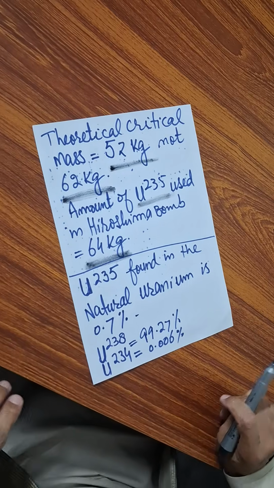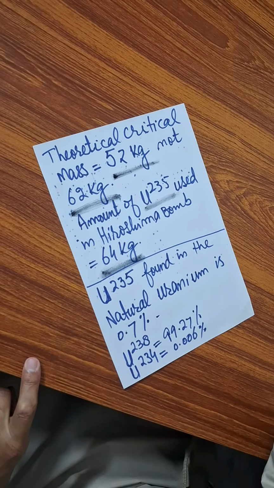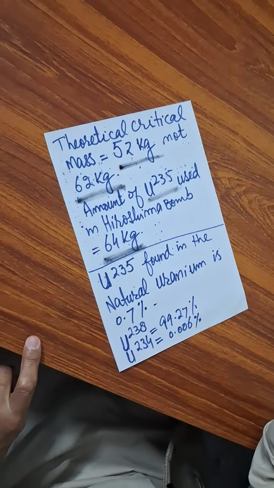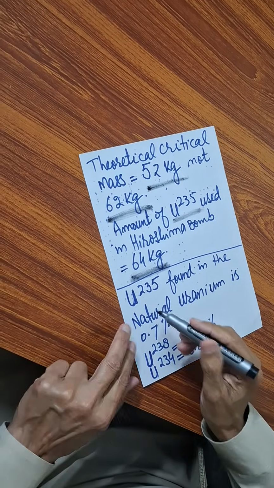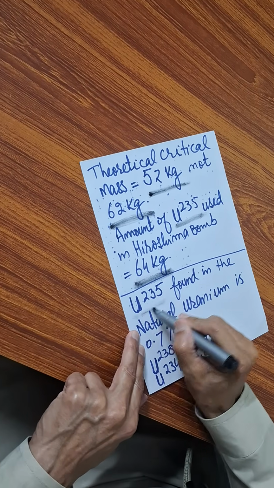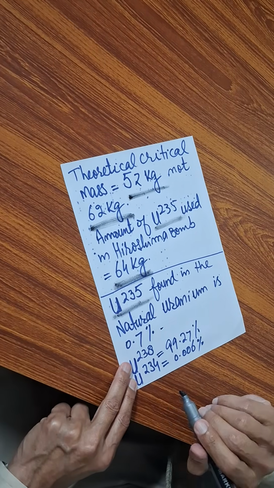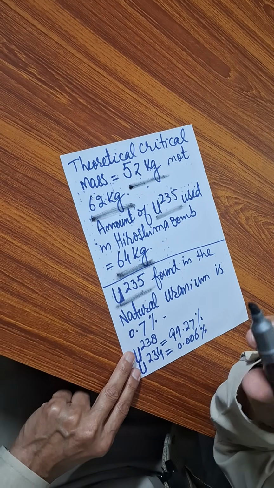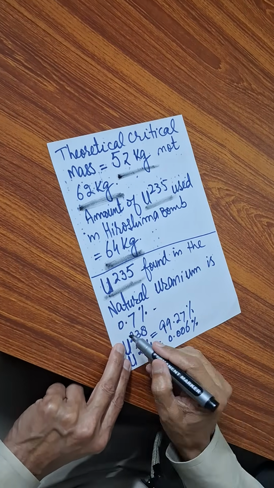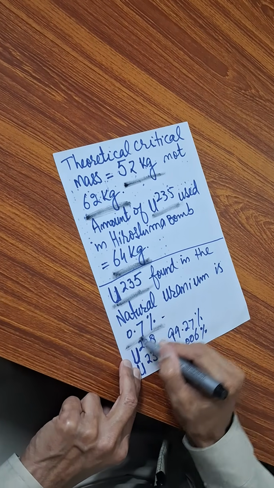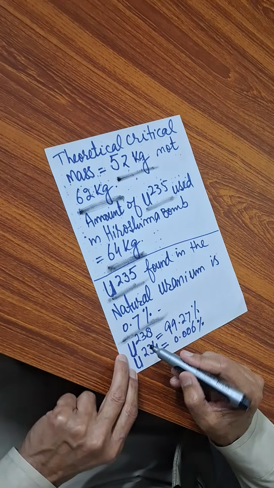And the third point was that in my last video, I mistakenly, or you can say by slip of tongue, told that the amount of uranium 235 found in the natural uranium is 0.27%. That's what I said. No, it is not 0.27%. It is 0.7%. It is 0.7%. Now let me explain.